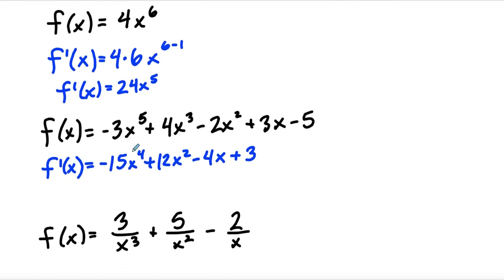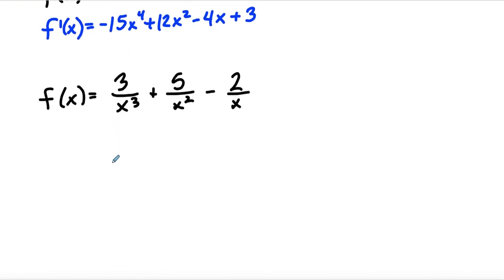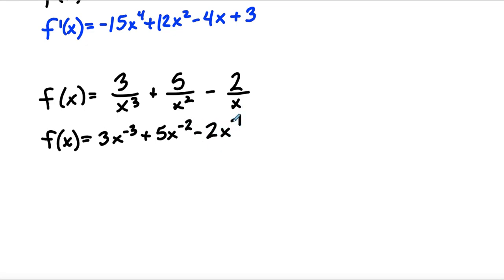Okay, moving along, let's try a little more complicated versions here where we have to deal with some negatives. Okay, so anytime you see this where you have x values in the denominator, all you need to do is rewrite it to use the power rule. You just need to rewrite it with negative exponents. So this is going to be 3x to the -3 plus 5x to the -2 minus 2x to the -1.